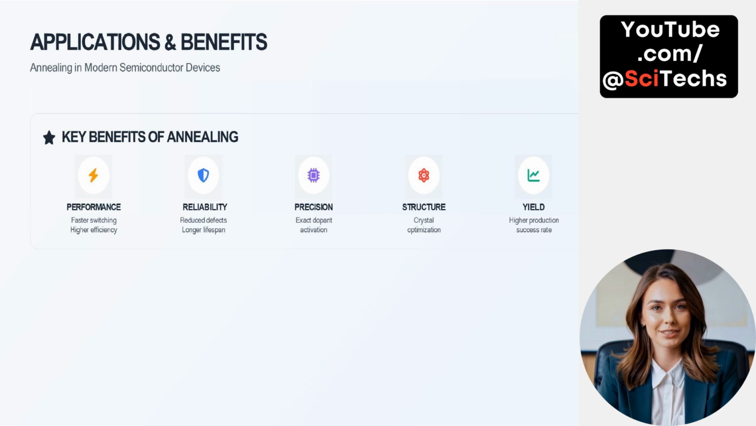Lastly, yield is significantly boosted. With fewer defects and improved process control, the overall success rate of wafer production increases. This means more working devices per batch, ultimately enhancing manufacturing efficiency and reducing production costs across the board.